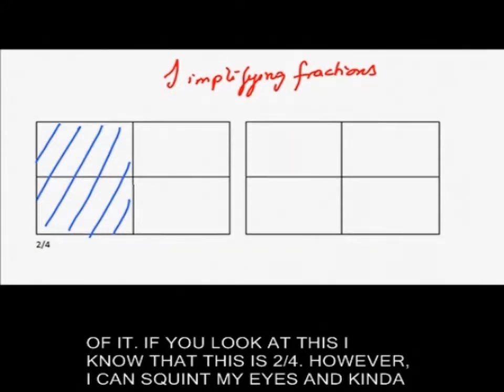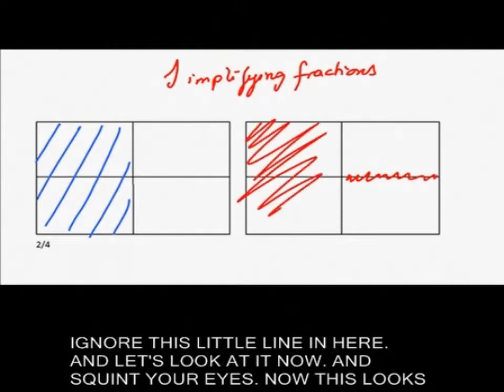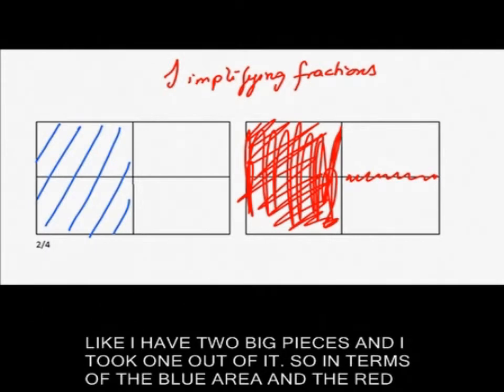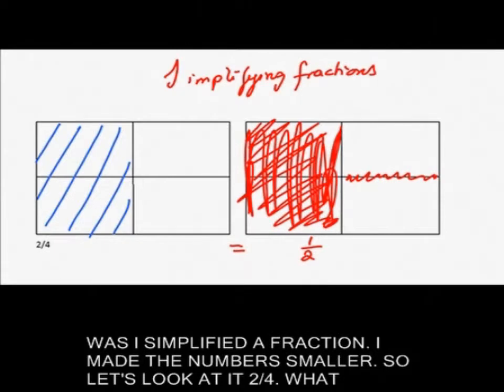However, I can squint my eyes and kind of ignore this little line in here. And let's look at it now. Squint your eyes. Now this looks like I have 2 big pieces and I took 1 out of it. So in terms of the blue area and the red area, they are the same area. So that means these 2 fractions have to be equal. So what I did was I simplified a fraction. I made the numbers smaller.